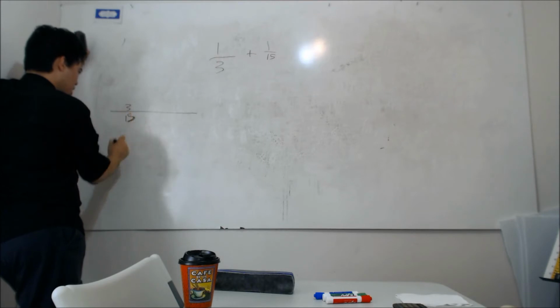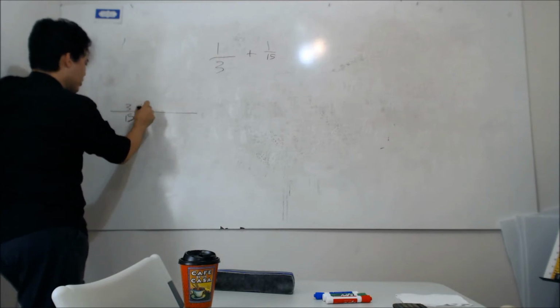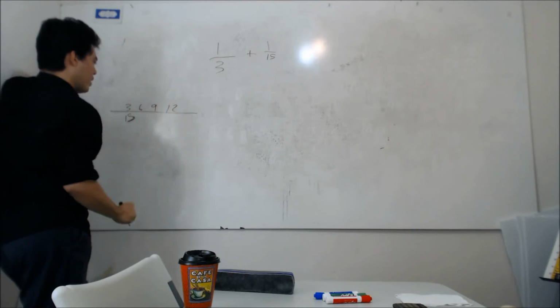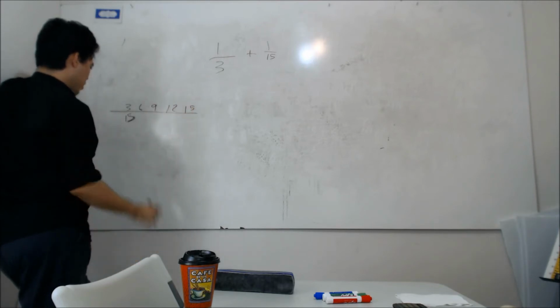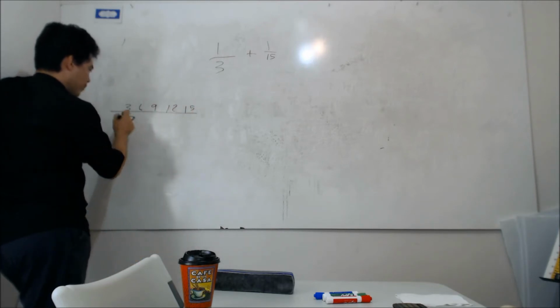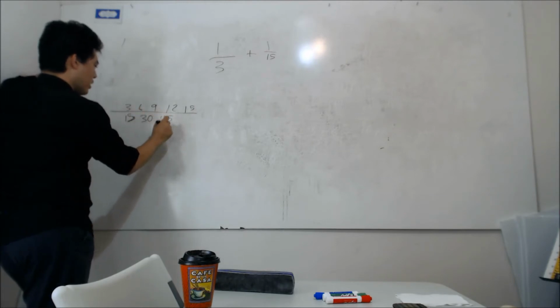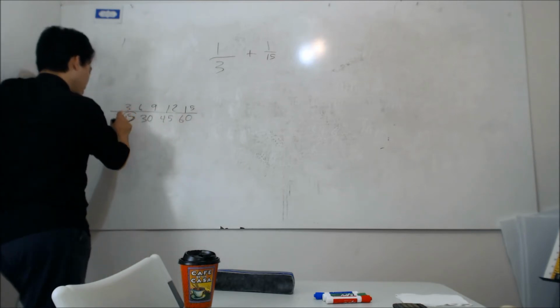Okay. And what you're going to do is you're going to take, let's say, 3. 3 times 2 is 6. 3 times 3 is 9. 3 times 4 is 12. And 3 times 5 is 15. And here on the bottom, you're going to do multiples. So 15 times 2 is 30. Times 3 is 45. Times 4 is 60. And so on. And you're going to look for the number that they have in common.